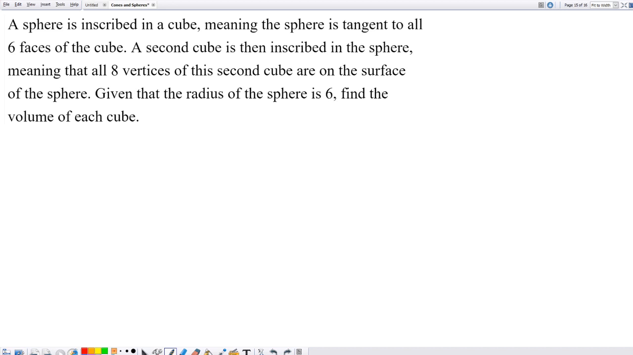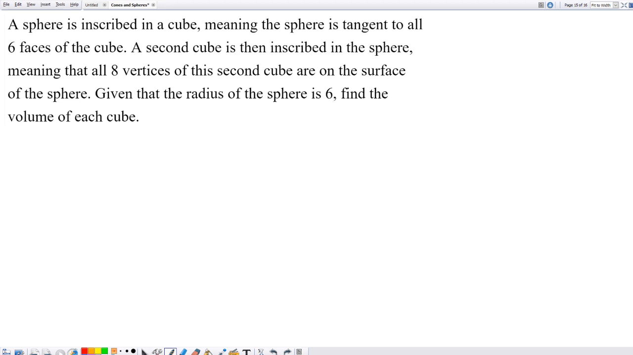A sphere is inscribed in a cube, meaning the sphere is tangent to all 6 faces of the cube. A second cube is then inscribed in the sphere, meaning that all 8 of the vertices of this second cube are on the surface of the sphere. Given that the radius of the sphere is 6, find the volume of each cube.